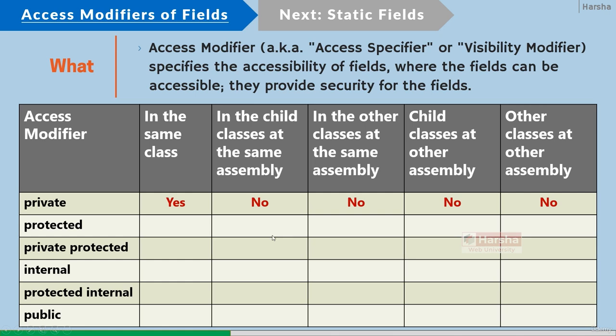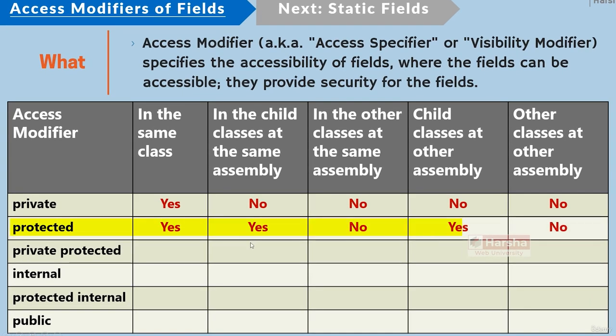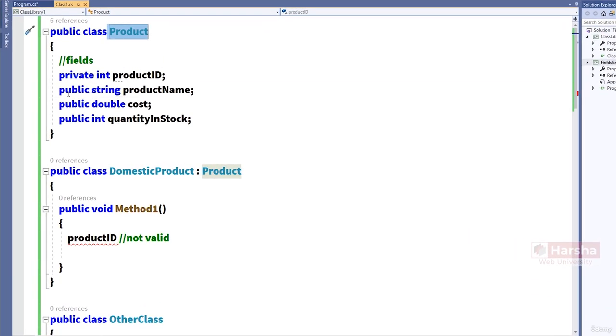Now coming to the protected field. The protected field is accessible in three cases: in the same class, in the child class of the same assembly, and in the child class of the other assembly. In the remaining two cases, it is not accessible. That is, other class of the same assembly and other class of the other assembly. So we are talking about the product class. If it has a protected member, this protected member is accessible within the same class and also in the corresponding child classes in any assembly.